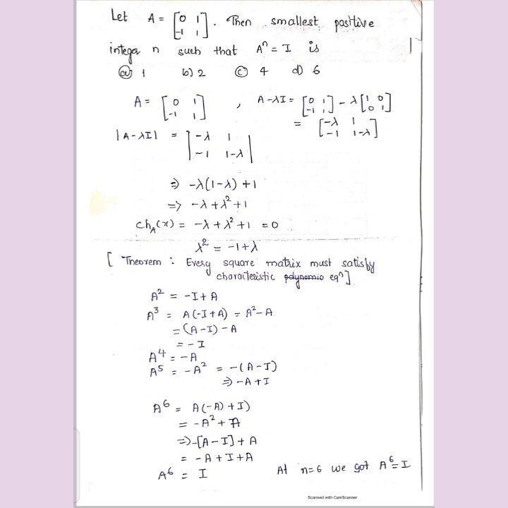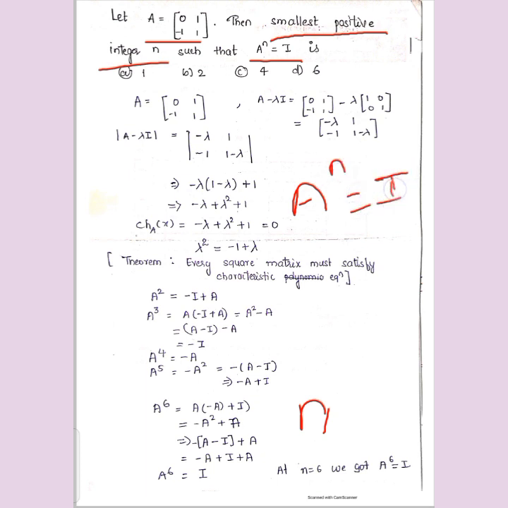Here we are, the question is: let A be a matrix. They have given a 2 cross 2 matrix whose elements are 0, 1, minus 1 and 1. Then we have to find the smallest positive integer n which satisfies the condition. What is that condition? A raised to n must be equal to the identity.